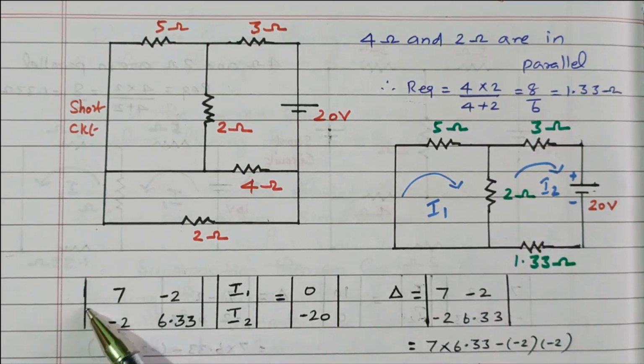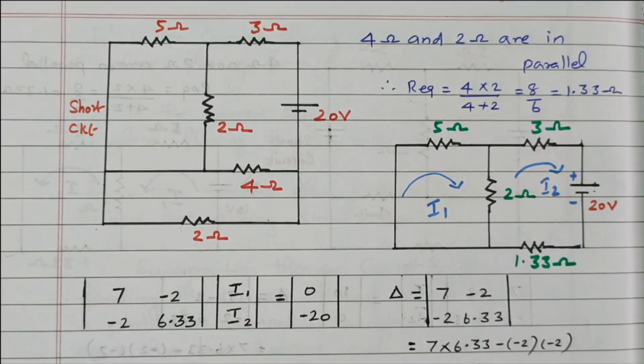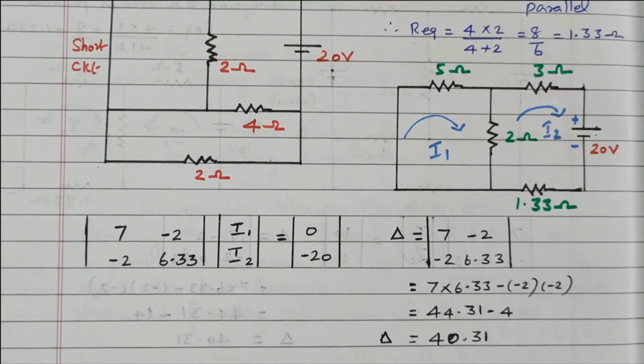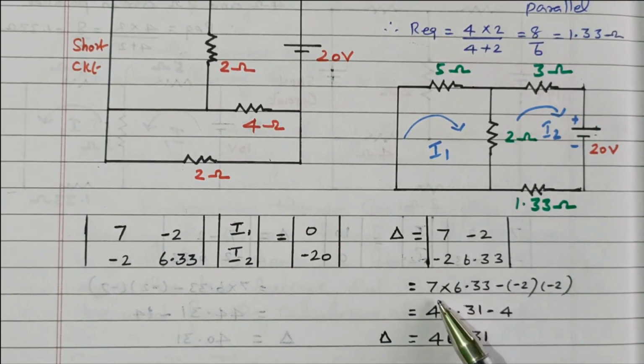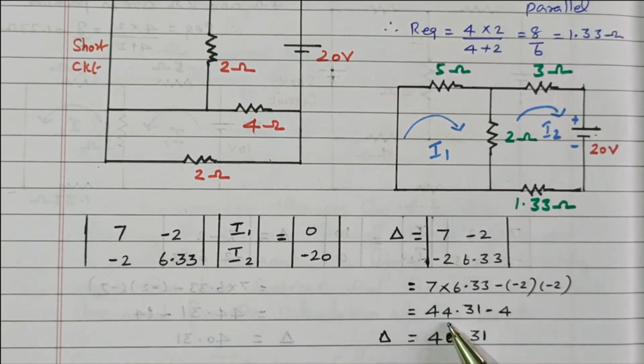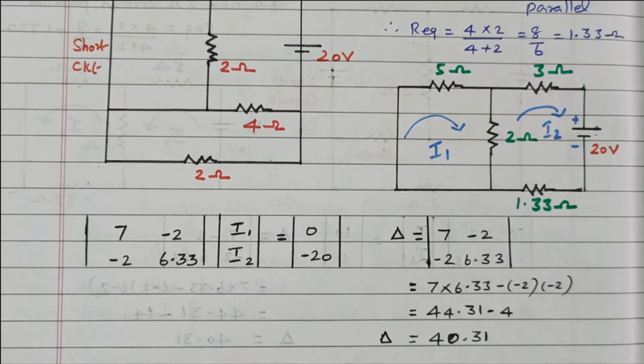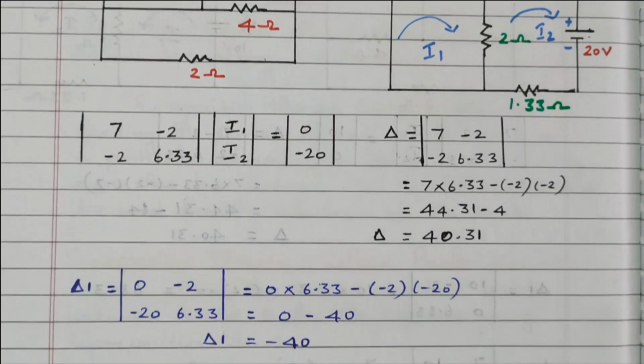So this is nothing but our del value, right? First we will find the del value. 7, minus 2, minus 2, 6.33. So this is very similar to the previous case. 7 into 6.33 minus of minus 2 into minus 2. So this value is 44.31 minus 4, it is 40.31. Very similar to the value in the previous step 1 also. Del value is 40.31.